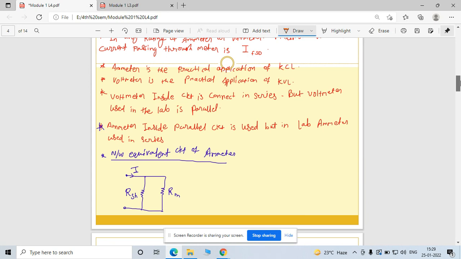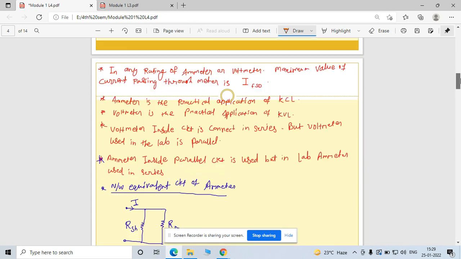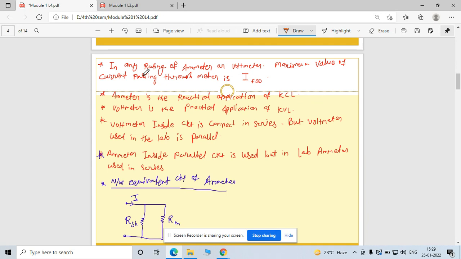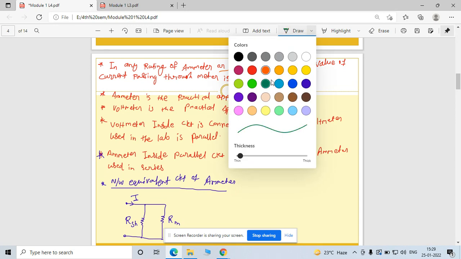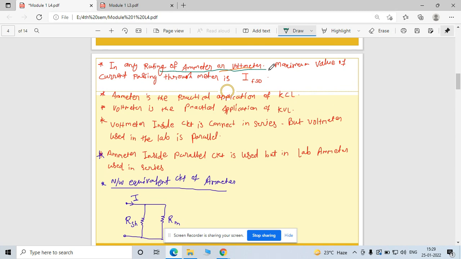See here, there is the equivalent resistance of this ammeter. In any rating of an ammeter or voltmeter, the maximum value of current passing through your meter is IFSD. IFSD means full scale deflection current. An ammeter is a practical application of KCL, and a voltmeter is a practical application of KVL.